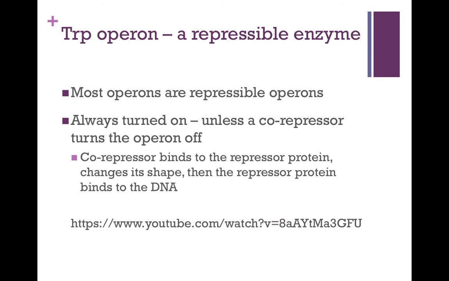Another example that we'll learn about later is called the trp operon. The trp operon is a repressible operon. I should say a repressible operon, not enzyme. A repressible operon is an operon that's always going to be turned on unless something turns it off. So a repressible operon is going to be turned off when a co-repressor molecule binds to the DNA and turns the operon off. It blocks the transcription of the genes that are part of the operon, and then that operon can be turned off. We'll talk more about the trp operon later.